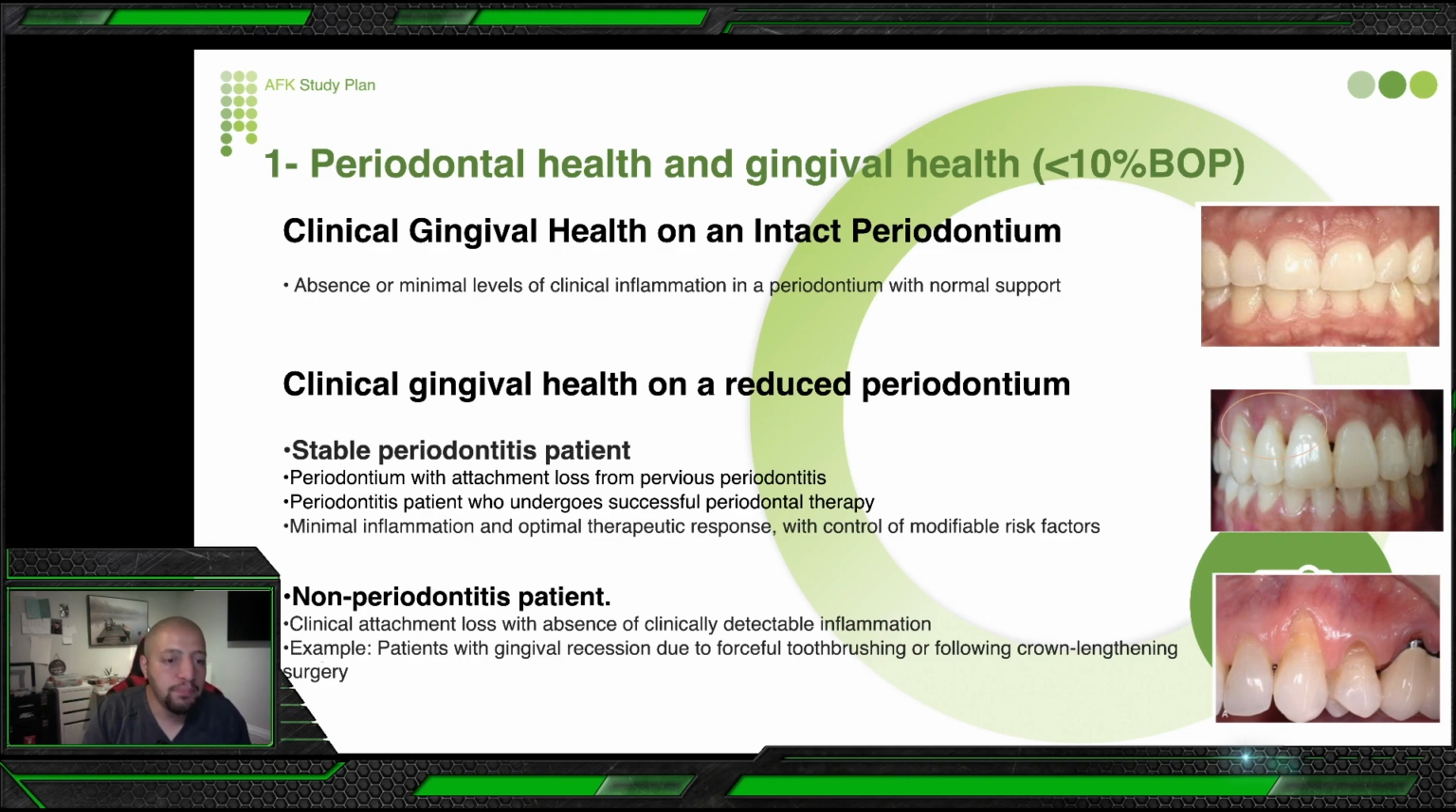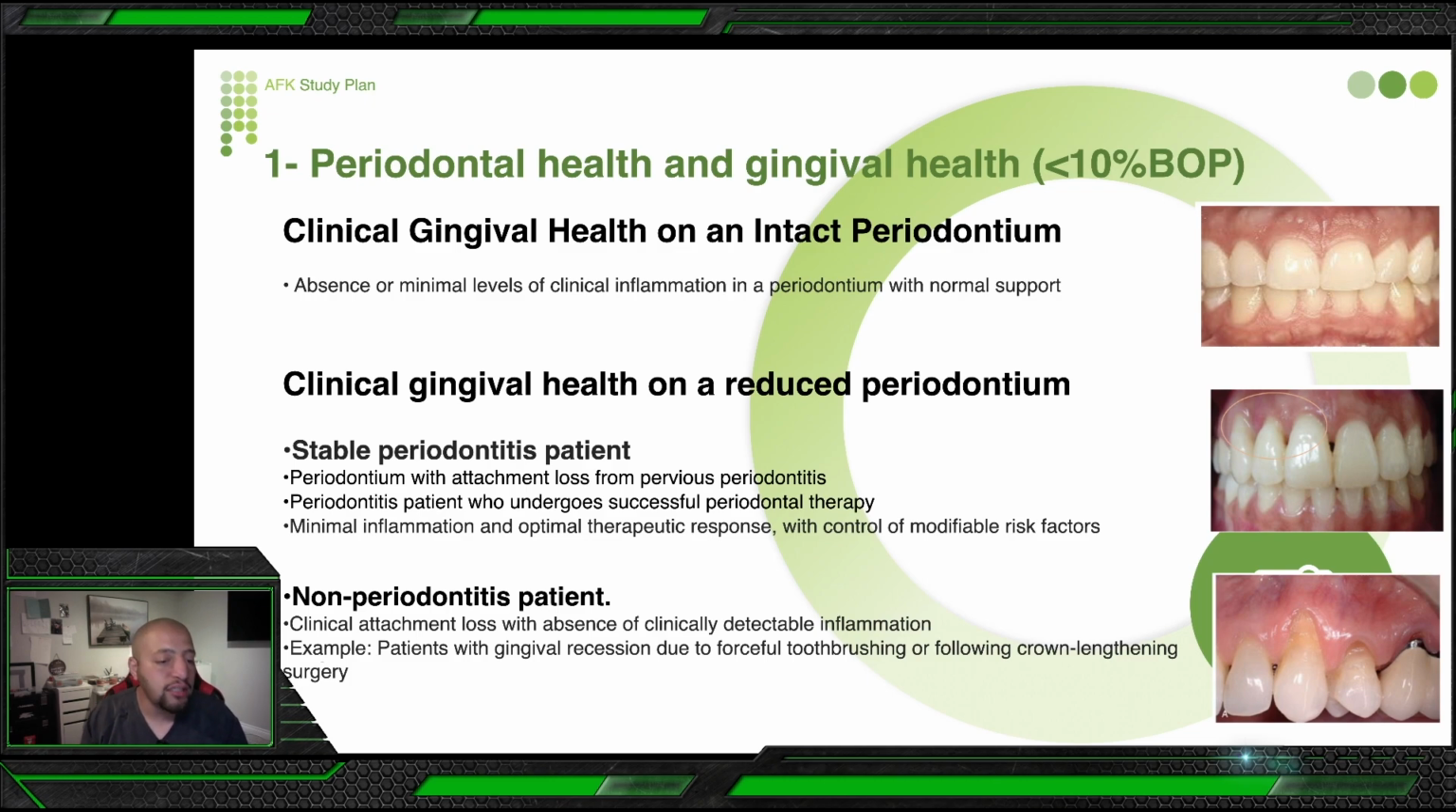Stable periodontitis patient: periodontium with attachment loss from a previous periodontitis. So maybe this patient had periodontitis before, you gave him cleaning, you gave him oral instruction, he is following it, so the attachment loss is not progressive. If the attachment loss is still progressive, you're going to think about this patient as a periodontitis patient. A periodontitis patient who underwent successful periodontal therapy has minimal inflammation and optimal therapeutic response with control of modifiable risk factors. So this patient is not at risk of being in a more advanced periodontitis condition. He is controlled now, coming from a previous periodontal condition.